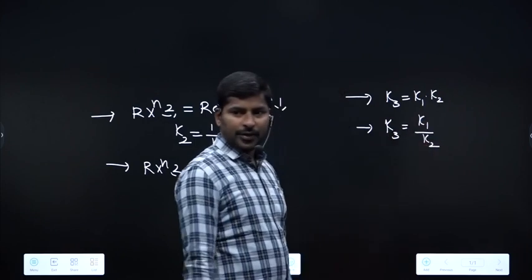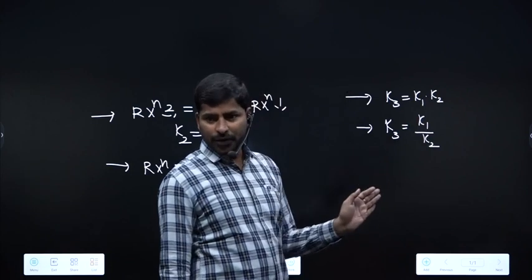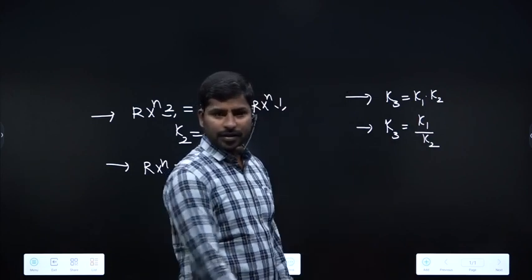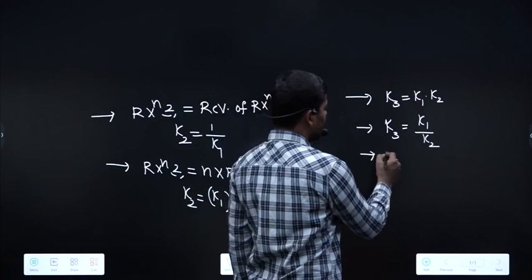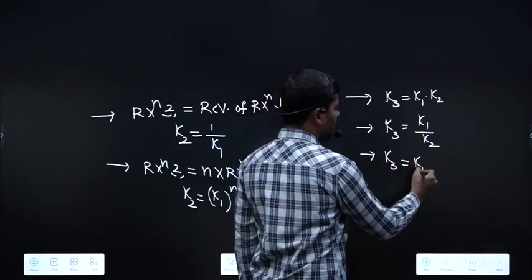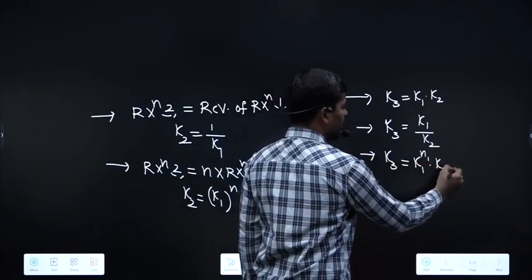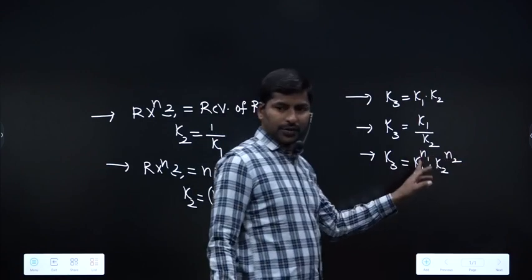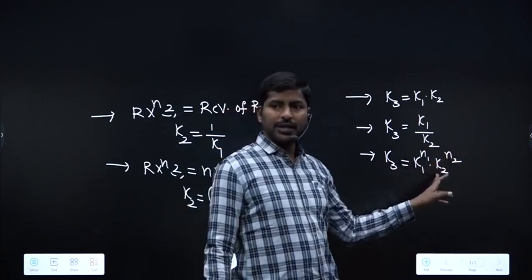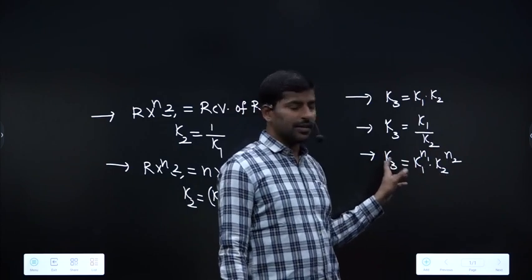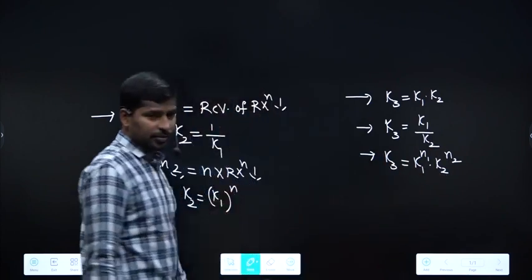If N1 into reaction 1 plus N2 into reaction 2 gives third reaction, then K3 is equal to K1 power N1 into K2 power N2. Okay, so these are the various expressions we have.